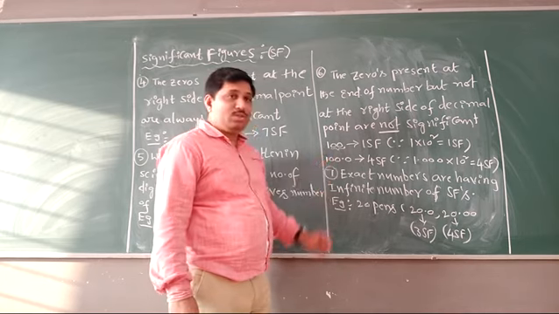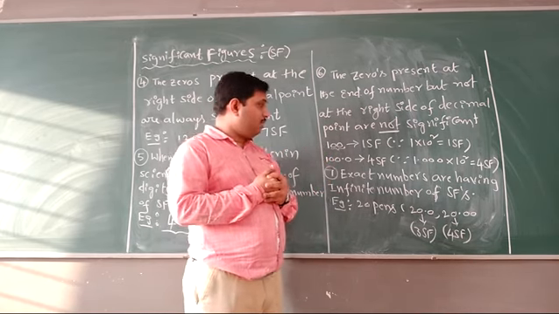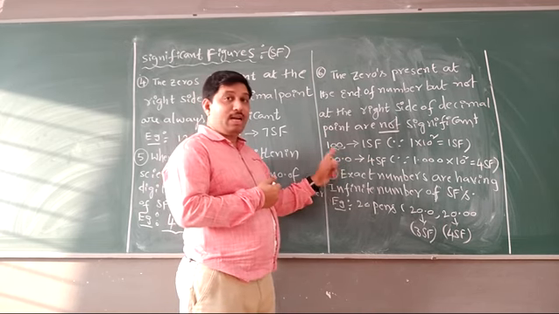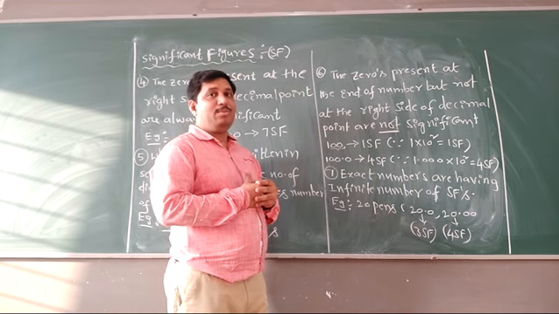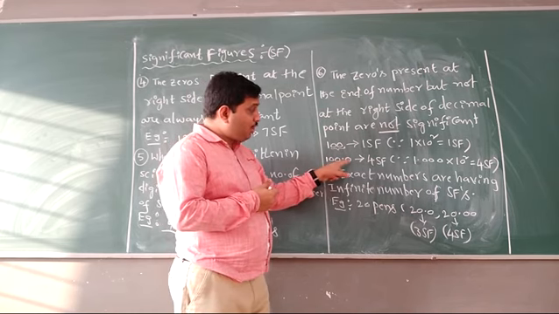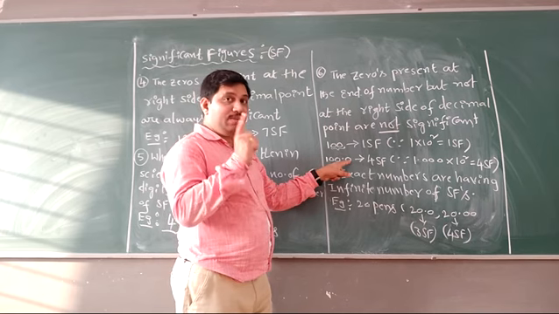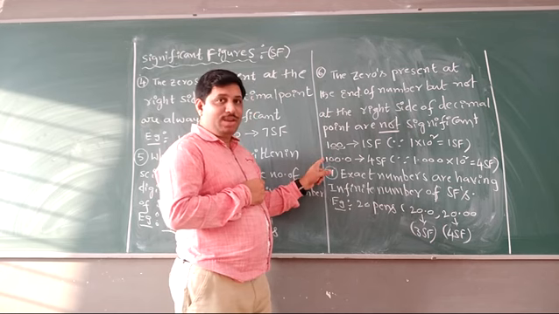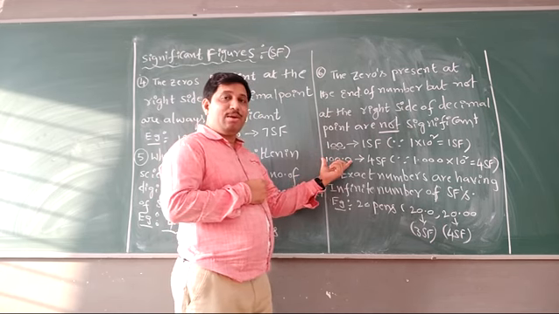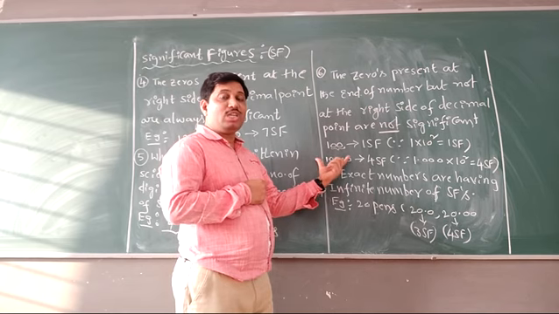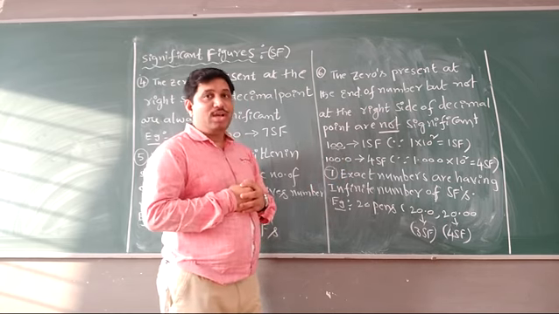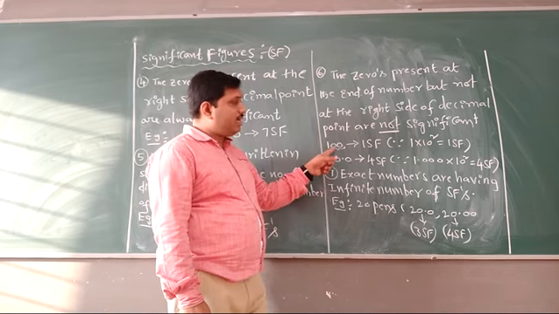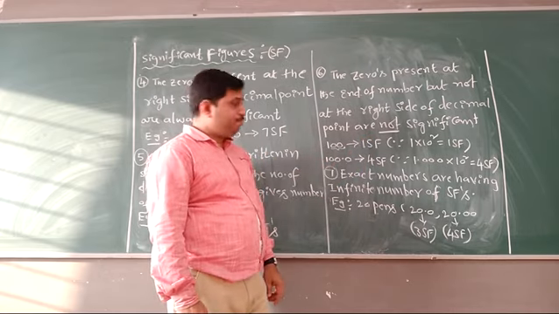Similarly, students, suppose 100.0, then it is having 4 significant figures. Why? Because the decimal point is present. We know, students, the zeros present after the decimal point are significant, and this 1 is also significant. The zeros present between two significant numbers are also significant. Once again, students, 100.0 is having 4 SFs, whereas 100 is having only one significant figure.